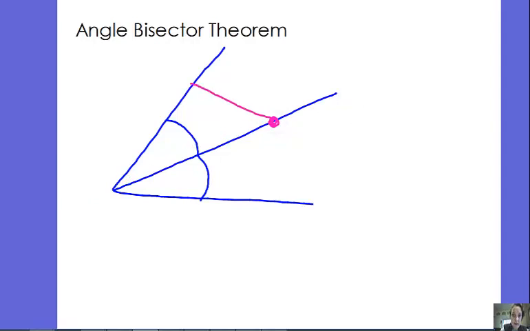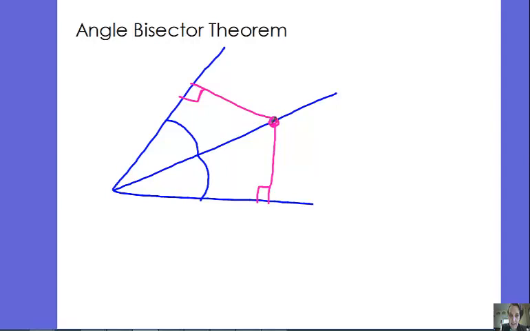So first off, the distance between a point and a line is the perpendicular distance. So the shortest distance between a point and a line is the perpendicular distance. So don't let that right angle there really throw you off. It's just trying to show you that this is the shortest distance. But if you pick any point on this angle bisector, it's going to be equidistant to the sides of the angle. So this little nugget would be congruent to this little nugget.